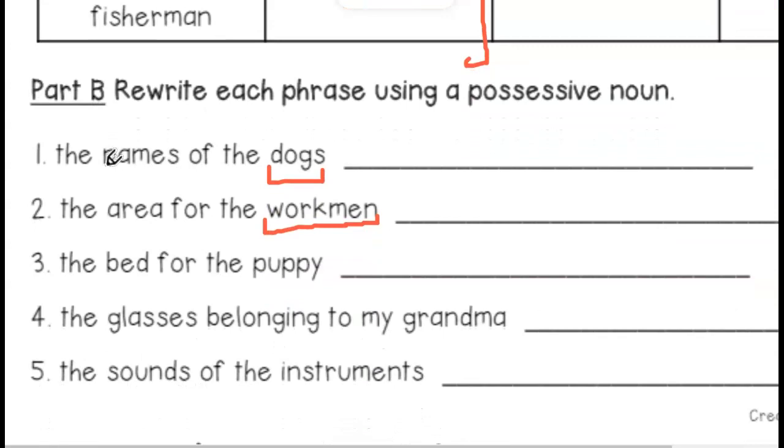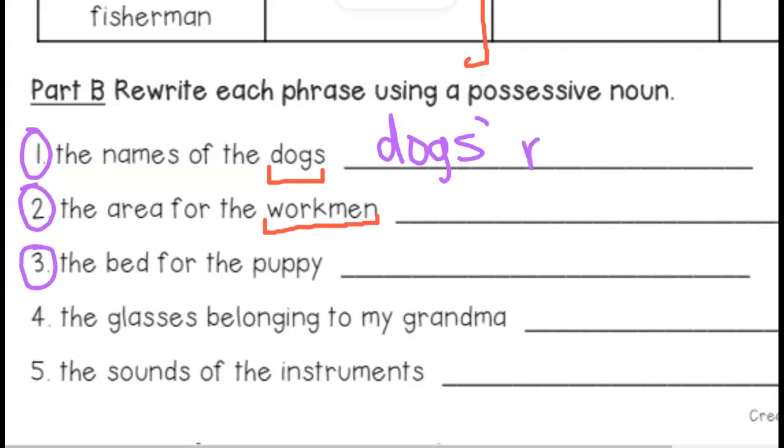Down here below, we're just going to do the first three because that top section is quite a lot. And we'll be rewriting each phrase using a possessive noun. You'll just have to write the who and the what. So the names of the dogs. There are many, so I'm going to write it out. Dogs. And it's possessive, and it already has an S, so the apostrophe goes after. The dogs' what? The dogs' names. Once you're finished with number 2 and number 3, then you can move on to the next activity for today.